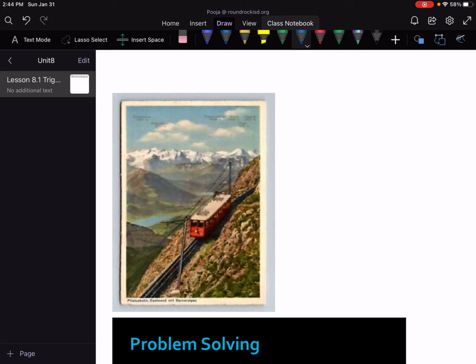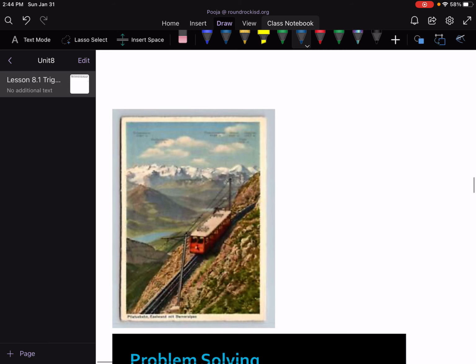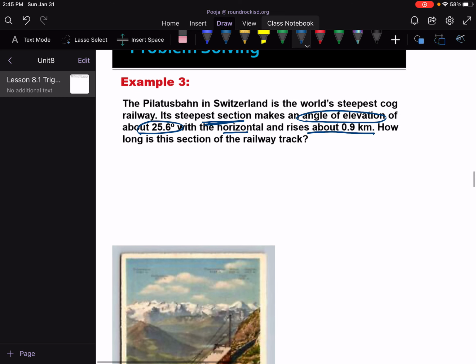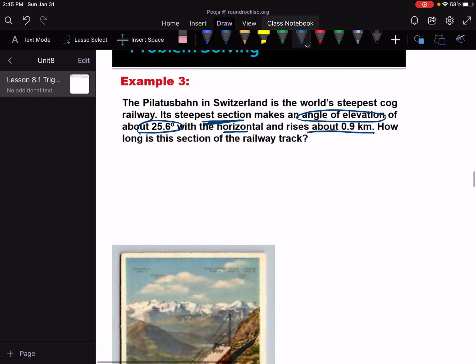There were a lot of pretty sweet pictures, and the cog railways are pretty old, so their technology was pretty interesting.